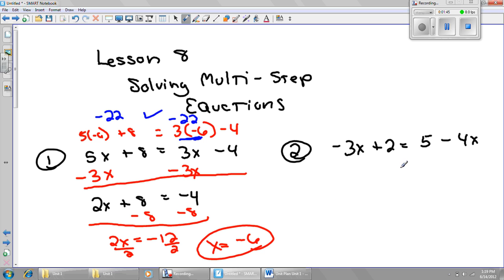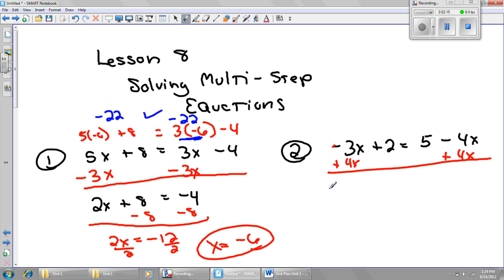All right, let's go over here. Now, you don't have to get rid of the negative 4x if you don't want to. You could get rid of the negative 3x. My advice to you is always get rid of the smaller one. To get rid of the smaller one, a lot of times your variable will end up with a positive coefficient, meaning the number in front of the variable. Well, in this case, negative 4 is less than negative 3, so I'll add 4x to each side.